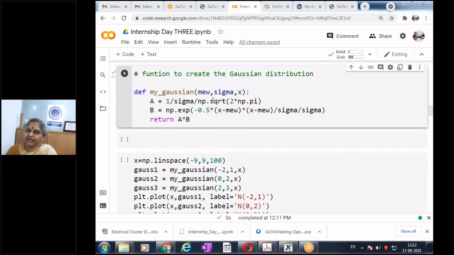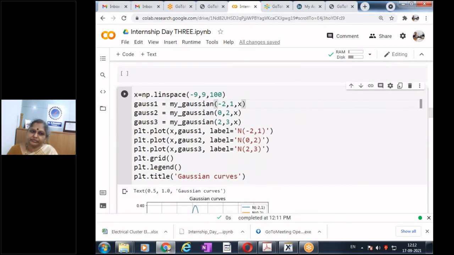Once I have this, what is this? My Gaussian is a function which accepts mu, sigma, and x, computes the Gaussian distribution, and returns it. Now let us use the function. Look at this cell here. I'm using the function here.